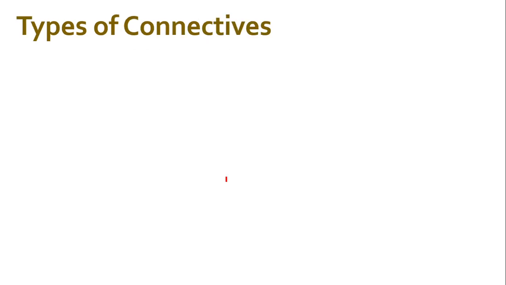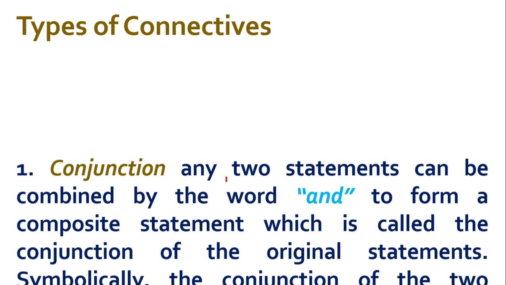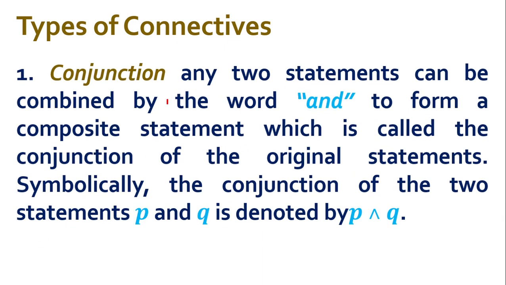Okay, next. So, we have the types of connectives. First is the conjunction. So, any two statements can be combined by the word and. Ayan, yan ang importante. Tatandaan nyo yan. To form a composite statement which is called the conjunction of the original statements. Symbolically, the conjunction of the two statements p and q is denoted by this one. Ayan yung symbol niya, di ba? p and q. Di ba?